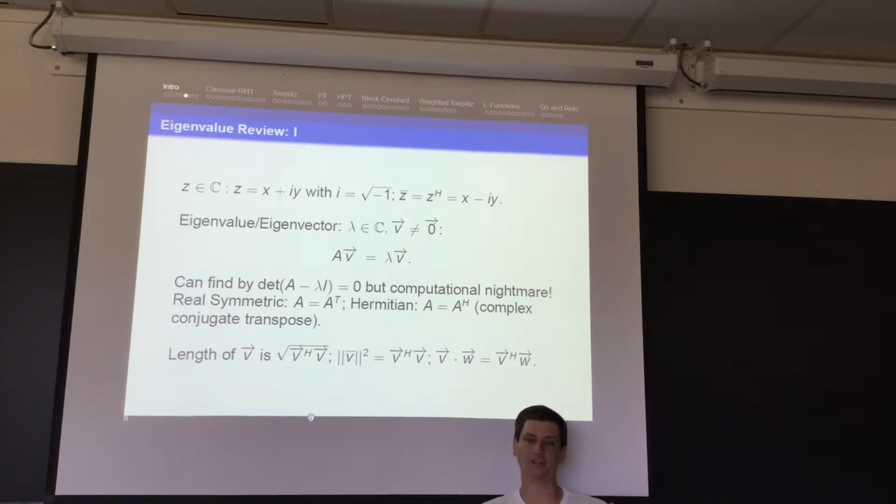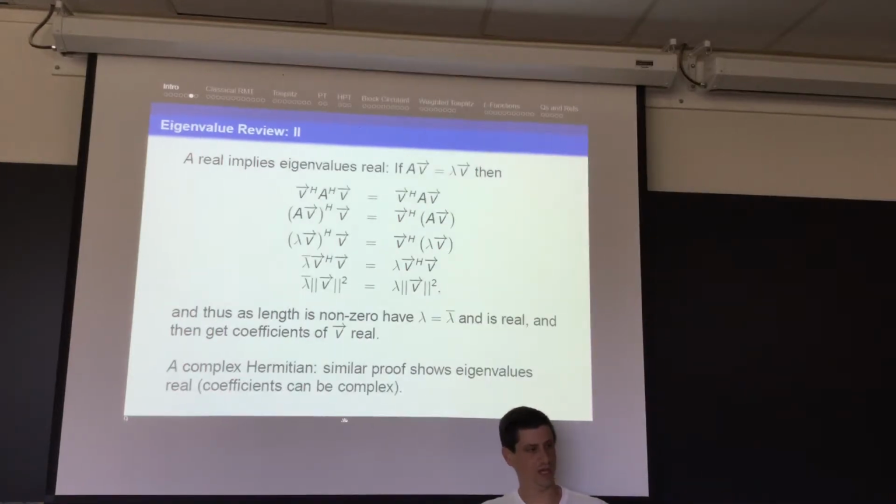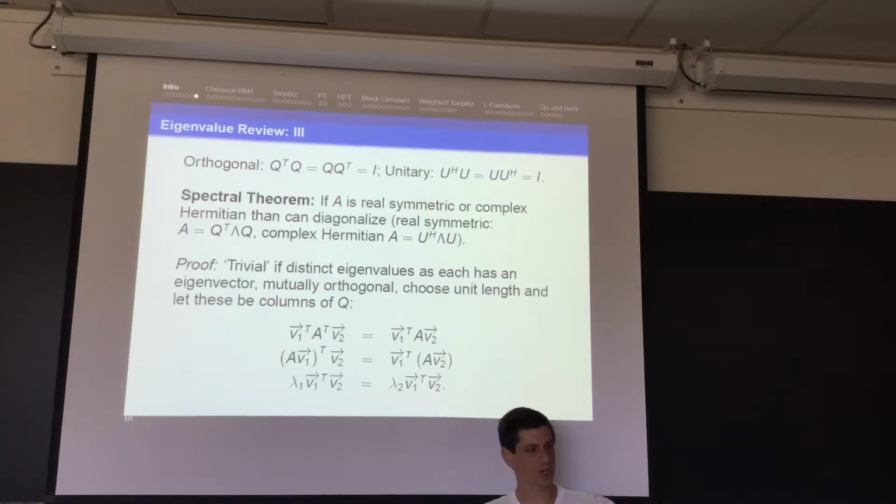The vector 1i dotted with 1i would be 1 squared plus i squared. So when you take the dot product, you take the complex conjugate of one of the two terms. Here's just a simple calculation, I'm not going to go through it: if you have a real symmetric matrix, it should be real symmetric, not just real, then the eigenvalues are real. And if A is complex Hermitian, the eigenvalues are also real. It's a similar calculation. All right.